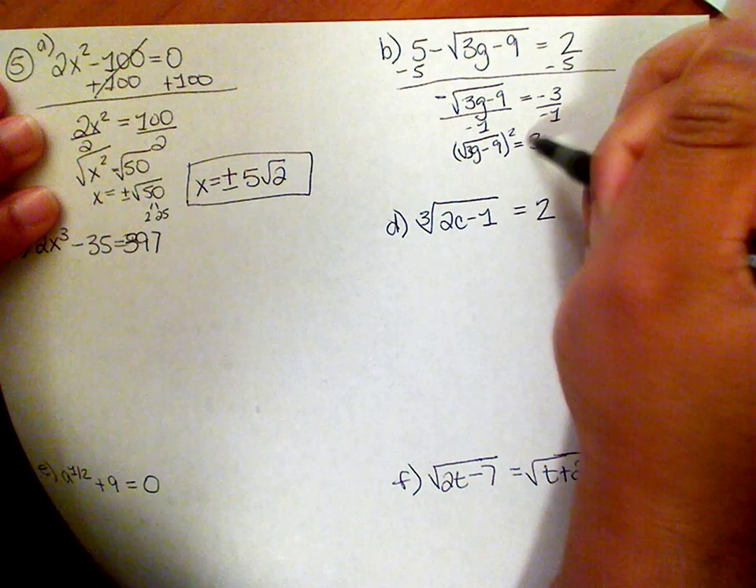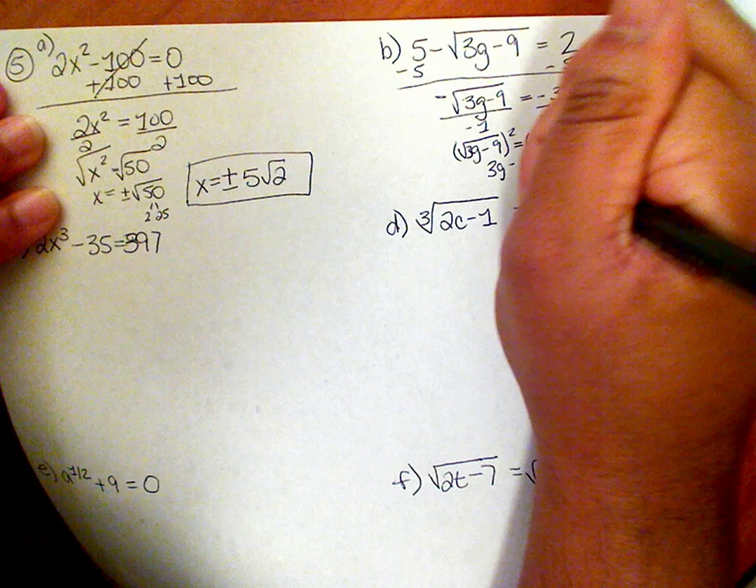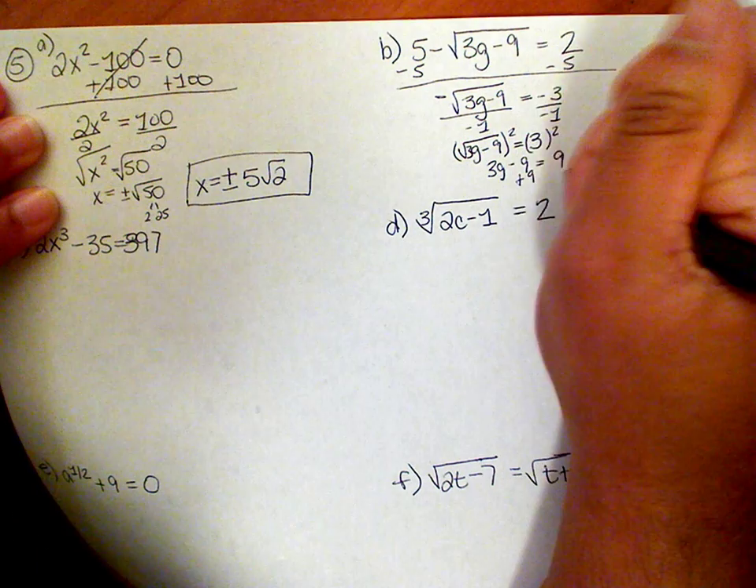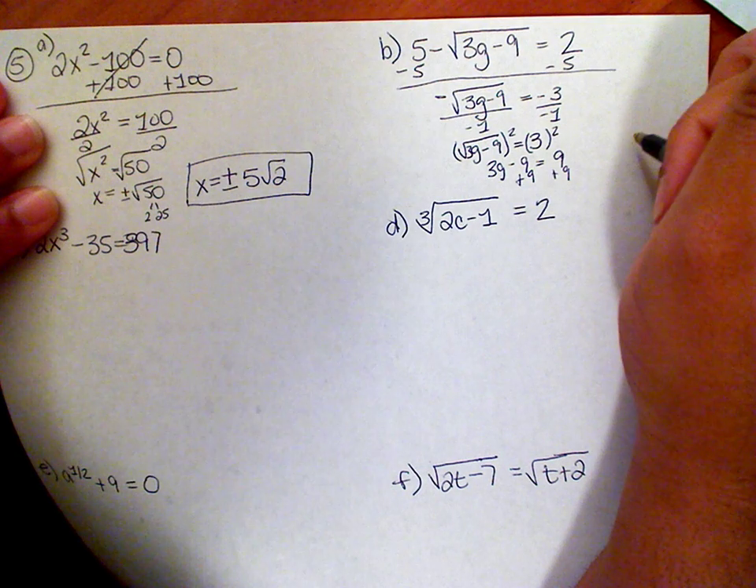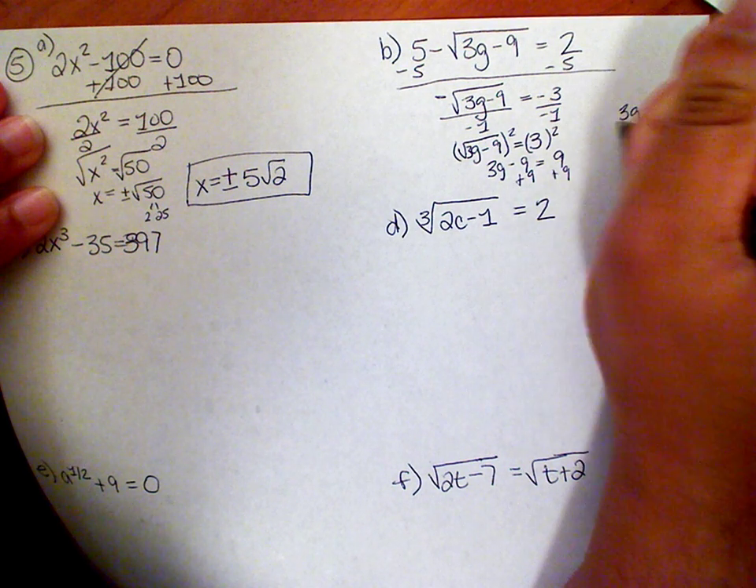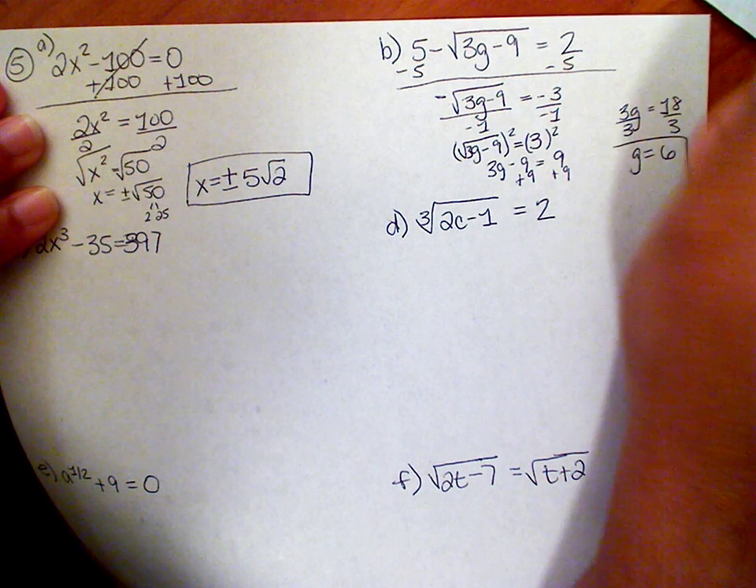We're going to square both sides to get rid of the radical. 3g minus 9 equals 9. We're going to add 9 to both sides. So then 3g equals 18. Divide both sides by 3, so g equals 6.